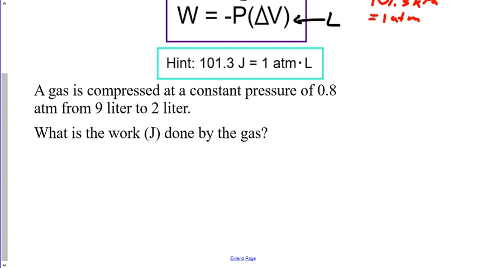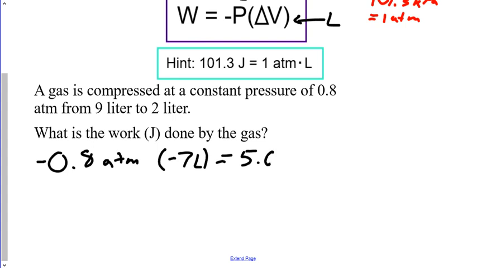So in this case, we have 0.8 atm times a change in volume, and that is going to be a change of -7 liters. And this should also be a negative pressure value. So -0.8 times -7 gives us a work value of 5.6 atmosphere liters.